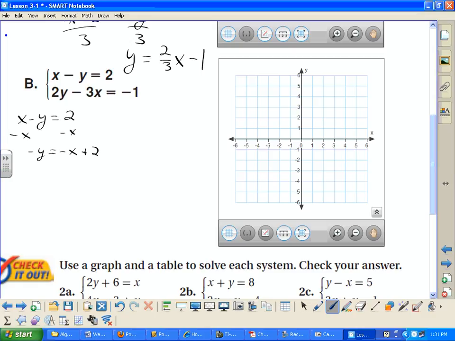Then we're going to divide or multiply by -1. So y equals x minus 2. Then take the other line and solve that for y.